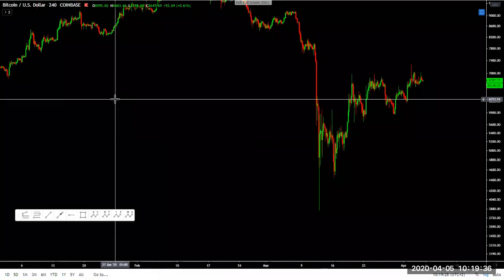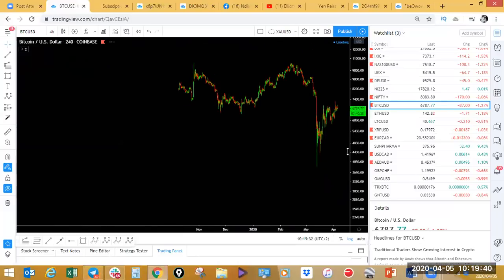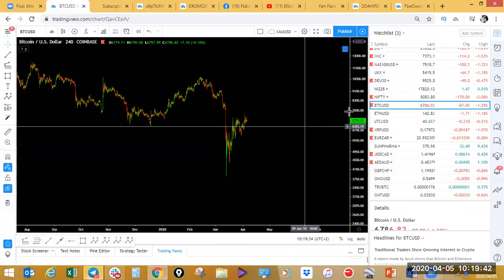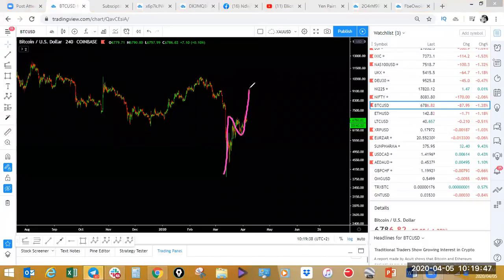Let's go back to the lower time frame, go off the full screen just to see what we're going to have here. So that's the first move, 1, 2, 3. That's what we're going to be looking at to go back to the 10,000 area. So let's see how this goes.